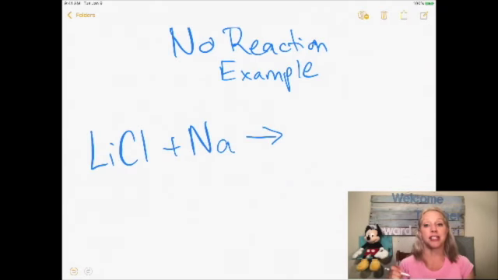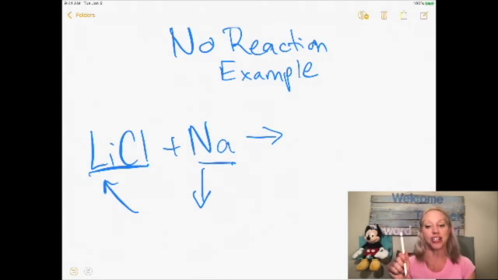If we were to take this equation and put it in reverse, we'll notice that lithium chloride now is the compound and sodium is the metal by itself. On the reactivity series, lithium is higher up and sodium is lower. Because of this, no reaction can take place. So we would just say no reaction.